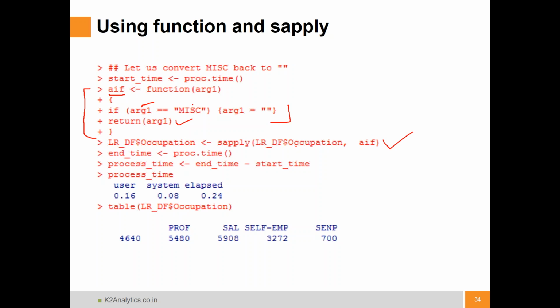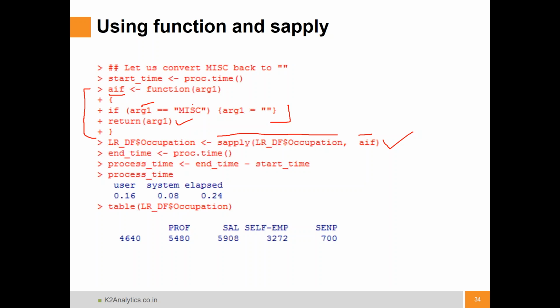sapply. As I said, sapply will run for all rows. Apply is the only function where you can specify 2 or 1. If you specify 2, it will be by column, 1 is by row. But here I'm using sapply. What does sapply return? Sapply returns a vector. Now when I run this, for all values of occupation, it is going to keep calling the function, and it will return a vector.